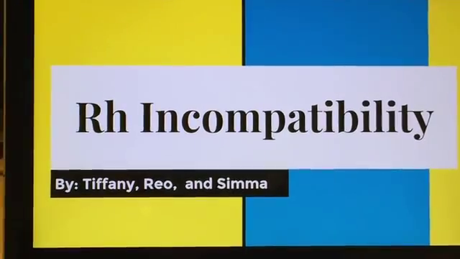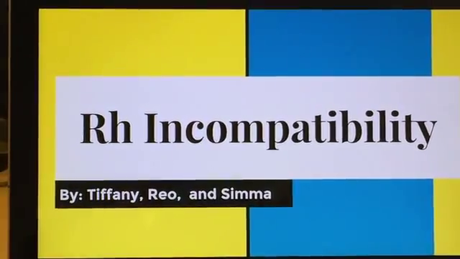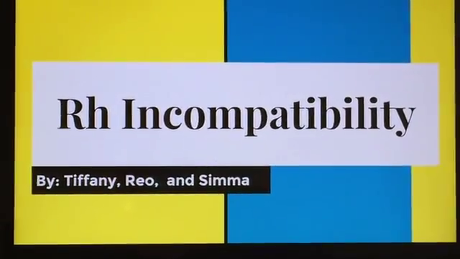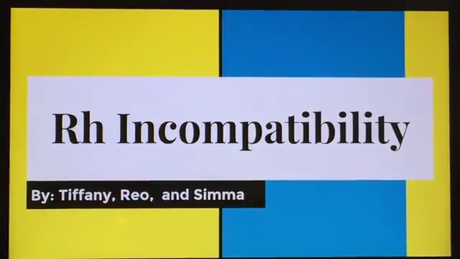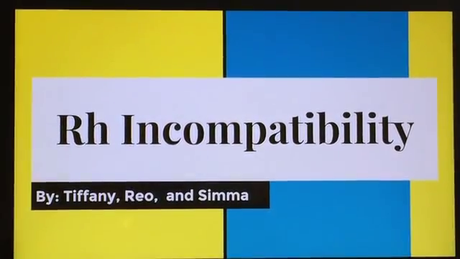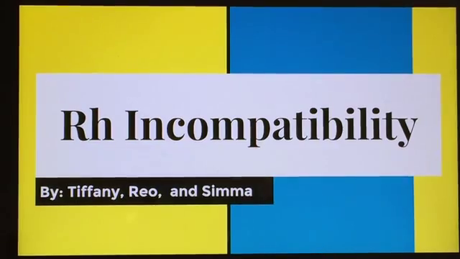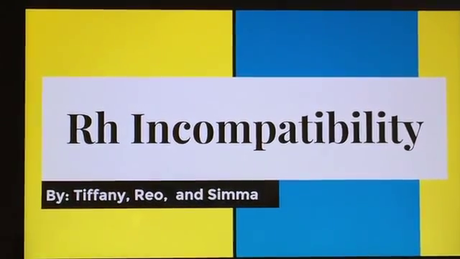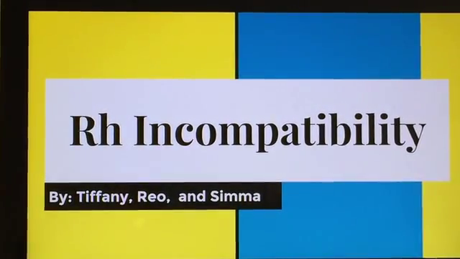Hi, so this is Tiffany, Rio, and Sima, and today we're going to be talking about RH incompatibility. We're going to start off by talking about some of the pathophysiology, risk factors, then we'll go into clinical manifestations, and Rio will finish by talking about nursing management.